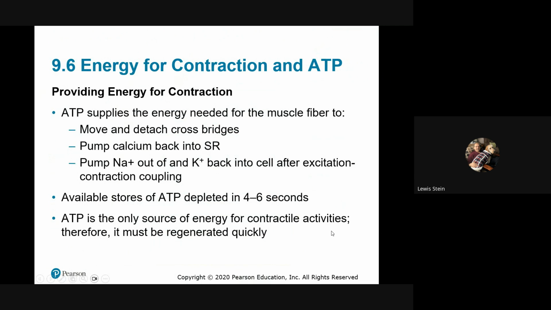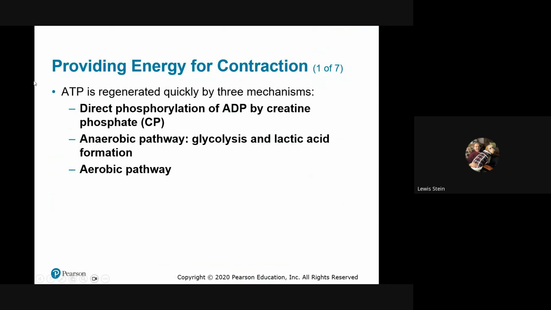ATP is the only source of energy. It must be regenerated quickly. So how do we get it so you can run, you can use a minute and run a long race? Where does this all come from?